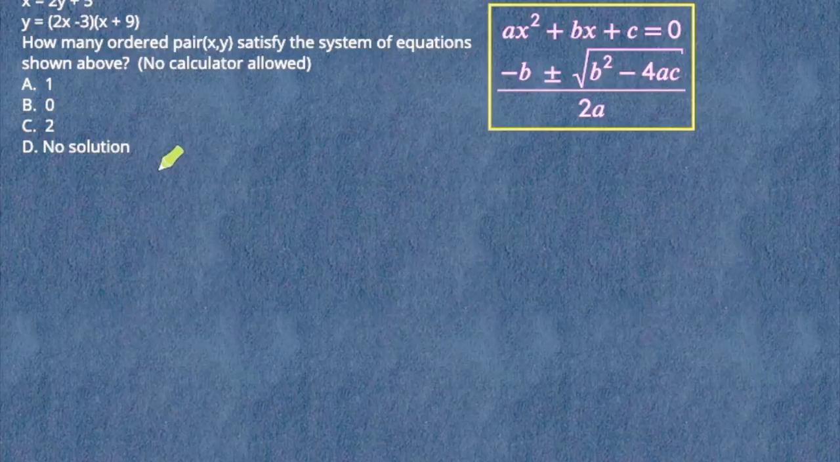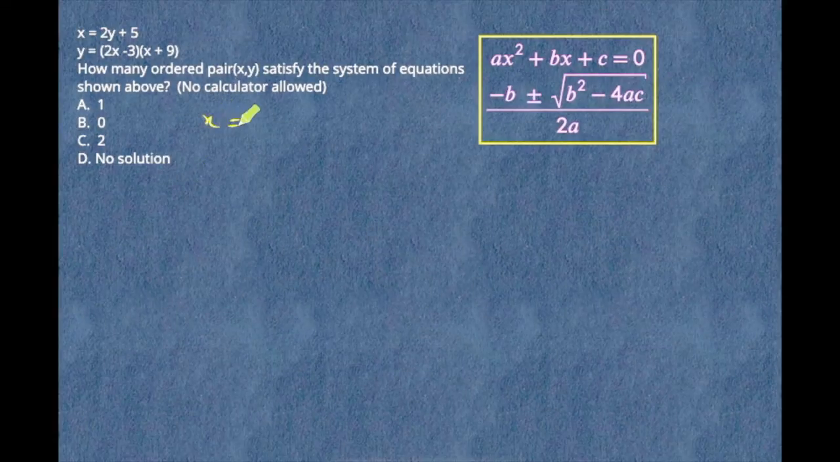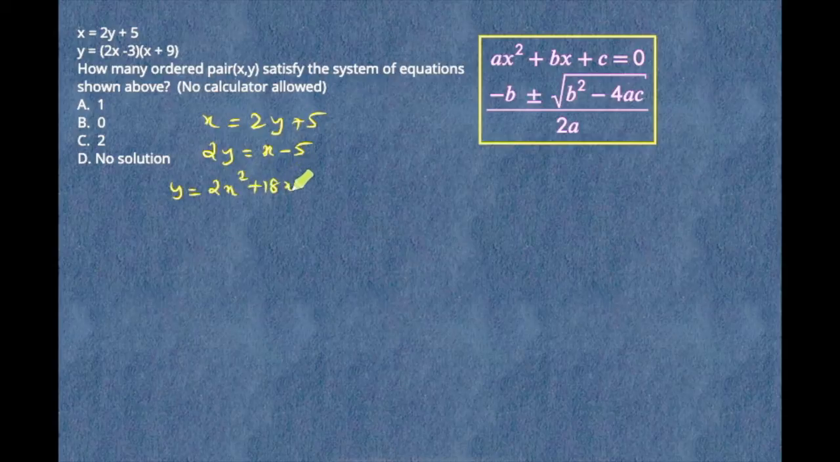So first let's take the first equation x equals 2y plus 5 and rearrange it. So I rearrange it as 2y equals x minus 5. Next we take the second equation, y equals, and expand the product. So we get 2x squared plus 18x minus 3x minus 27.